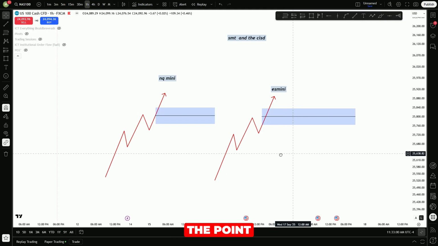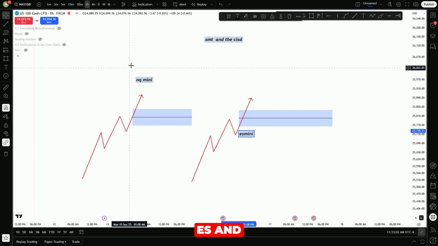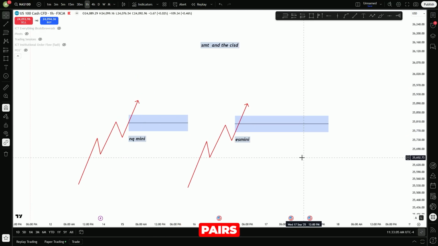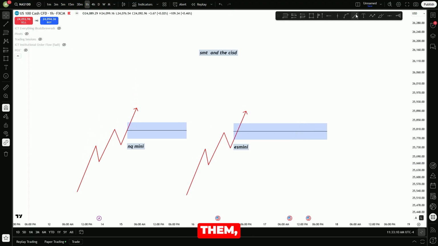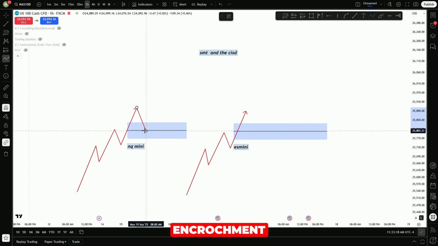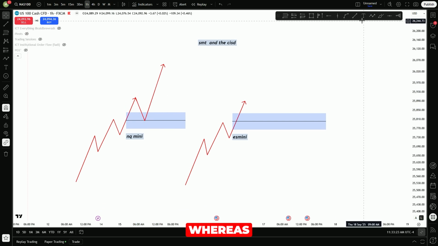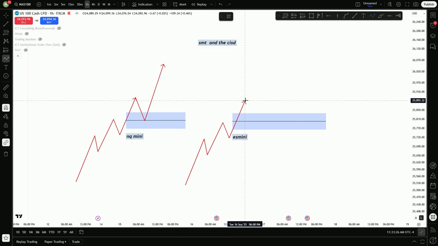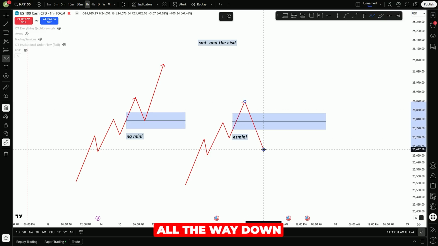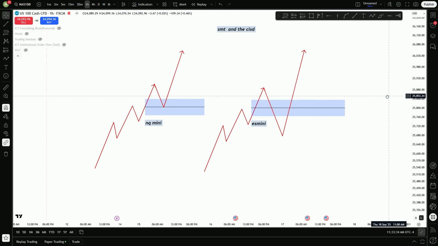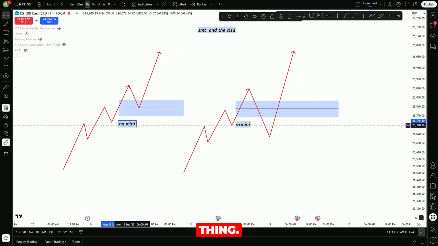So now what's the point over here? ES and Nasdaq are both correlated pairs. Now you're gonna look for the smart money technique, or you can say the divergence between them. Let's say Nasdaq came just to the consequent encroachment of the FVG and then moves toward the upside, whereas in ES mini the market will come all the way down and then move toward the buy side. Now this is the main thing.